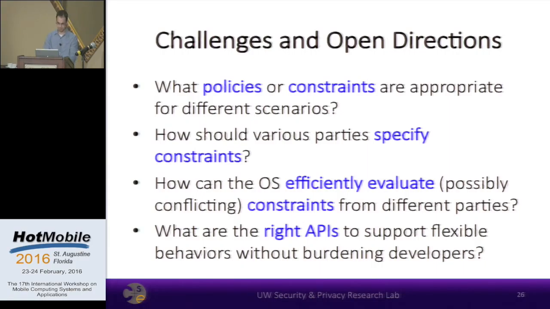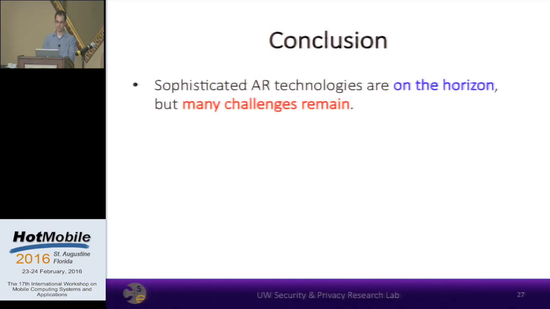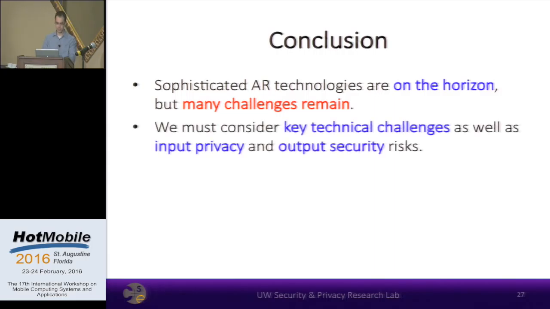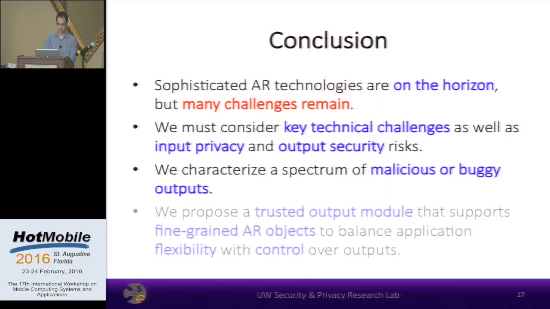And so I hope that through this talk I've been able to impress upon you that while sophisticated AR technologies are on the horizon, many challenges remain before AR can reach its full potential. This includes a range of key technical challenges, along with critical input privacy and output security risks. We focused here on characterizing the risks from outputs from malicious or buggy actors, and we proposed augmenting the operating system of AR platforms with a trusted output module to manage visual content at the granularity of AR objects, allowing the OS to balance application flexibility with exerting control over outputs.